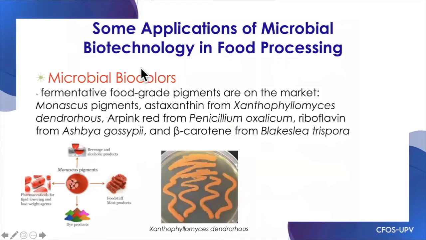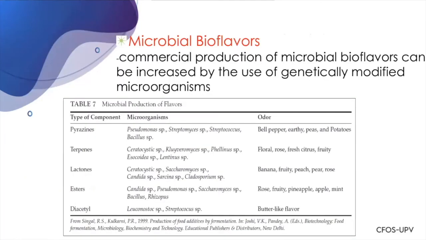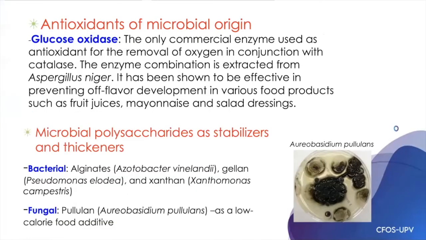Okay, some applications of microbial biotechnology in food processing. So we have here microbial biocolors. Okay? We also have microbial bioflavors. We also have antioxidants of microbial origin. So we have the glucose oxidase, no, the only commercial enzyme used as antioxidant for the removal of oxygen in conjunction with catalase. We also have microbial polysaccharides as stabilizers and thickeners, no, yung alginates, and yun.